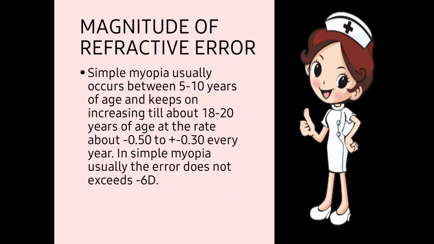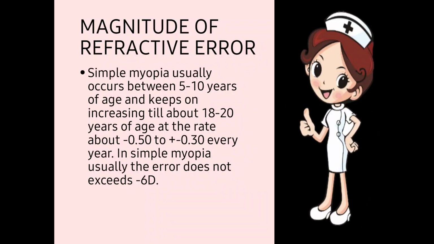Magnitude of refractive error. Now what kind of refractive error will be here in case of simple myopia? Simple myopia usually occurs between 5 to 10 years of age and keeps on increasing until about 18 to 20 years of age at the rate of about minus 0.50 to minus 0.30 every year. In simple myopia, usually the error does not exceed minus 6.